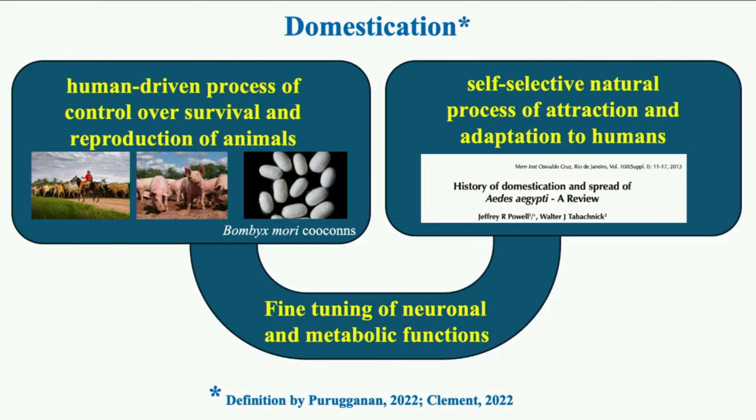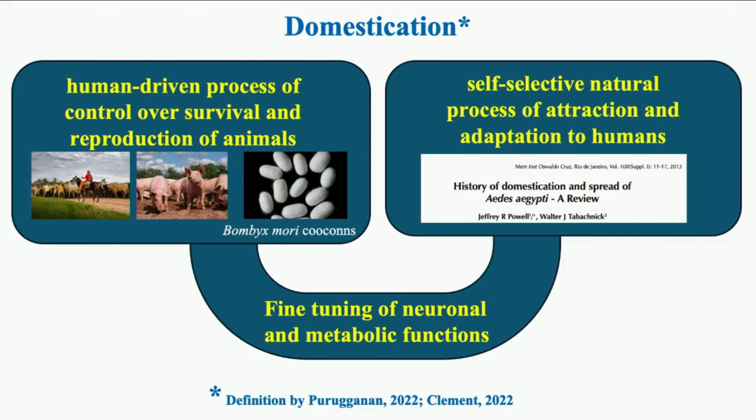And when people look at signatures of human-driven domestication in these animals, so across different phylogenetic scales, vertebrates and invertebrates, they saw that the genes that are associated with domestication are mostly associated with the fine-tuning of neuronal and metabolic function, like we observe in mosquitoes. So our results suggest that the signature of domestication, whether it be human-driven or self-selective, is similar and depends on the fine-tuning of metabolic and neuronal networks.